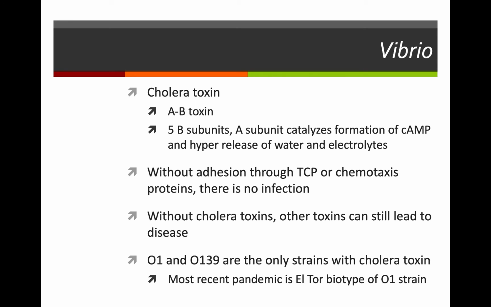The O1 and O139 strains are actually the only ones we know of that currently produce the cholera toxin. So all of the other strains of Vibrio cholerae can cause diarrhea, but they don't produce cholera toxin. The most recent pandemic, which was back in the late 60s, early 70s, was caused by a biotype of the O1 strain called El Tor. Now you'll notice we're using a new term here, biotype.